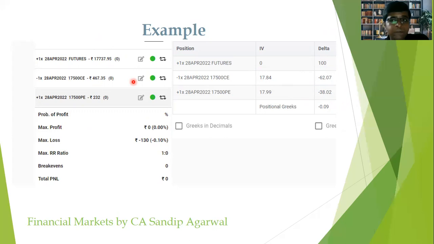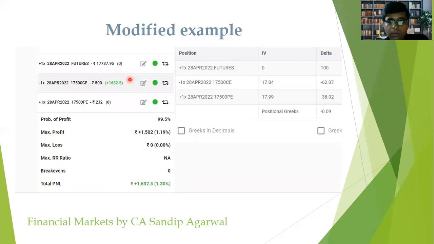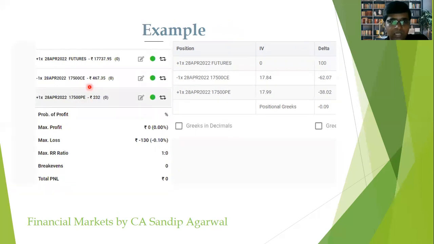What in case this put call parity would not have held? So basically in this slide, I have taken the same example as the previous slide. The only change which I have made is that the call price of 70,500 I have modified from 467 to 500. Now in the previous slide, if we see, the person has basically bought one futures, sold a 70,500 call option strike price and bought a 70,500 put option strike price.